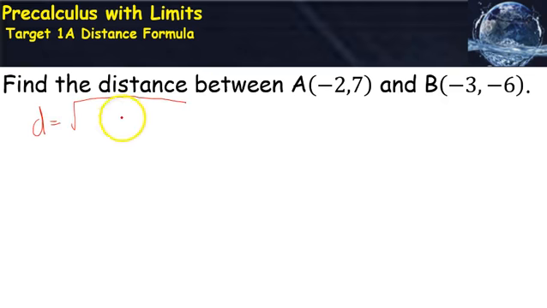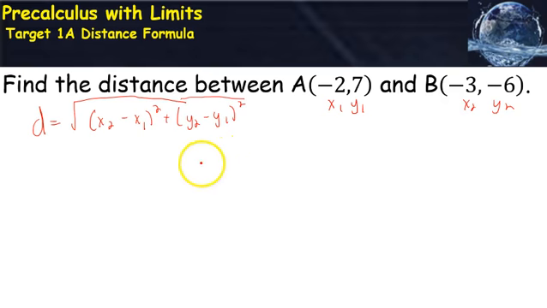So the distance formula is x sub 2 minus x sub 1 squared plus y sub 2 minus y sub 1 squared. And that's all under a square root. So this is x sub 1 and y sub 1, x sub 2 and y sub 2. So now I'm just going to plug in.